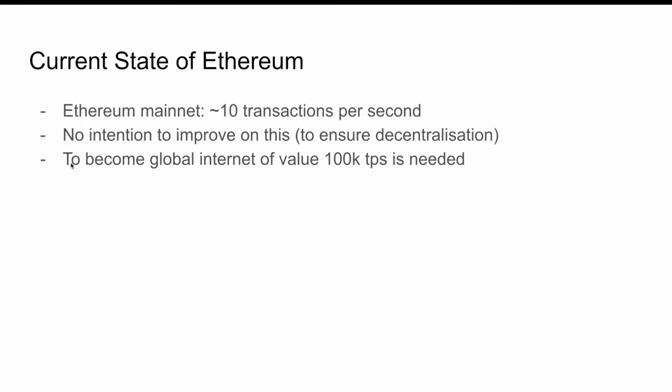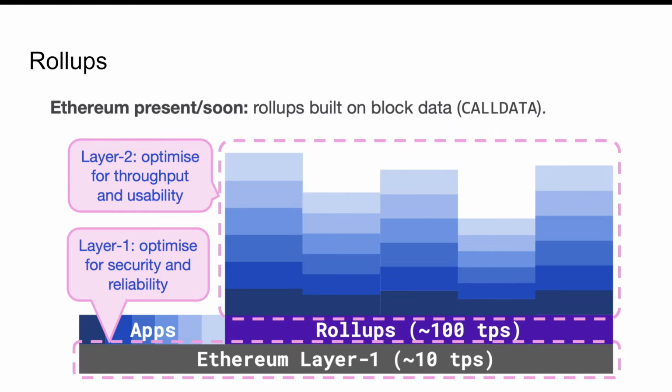But to become a global internet of value, 100,000 transactions per second is needed. That roughly translates into everyone in the world having the ability to make one transaction per day. So how can that be achieved? In the current scenario, there are something called rollups, which are basically the layer twos on top of Ethereum. They optimize for throughput and usability, whereas the layer one, like Ethereum, optimizes for security and reliability.